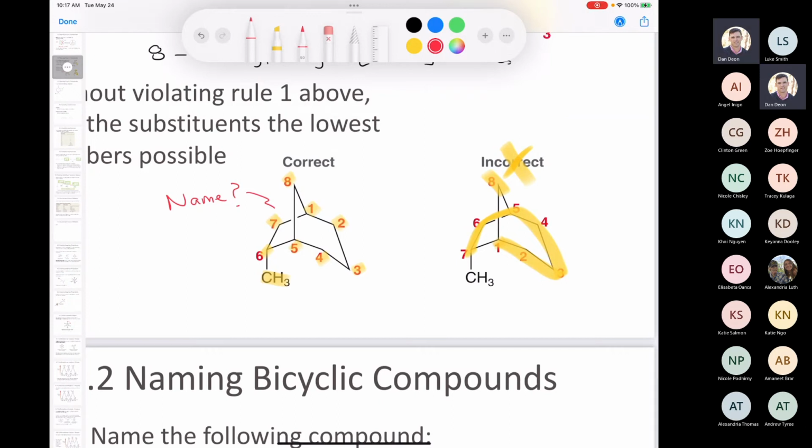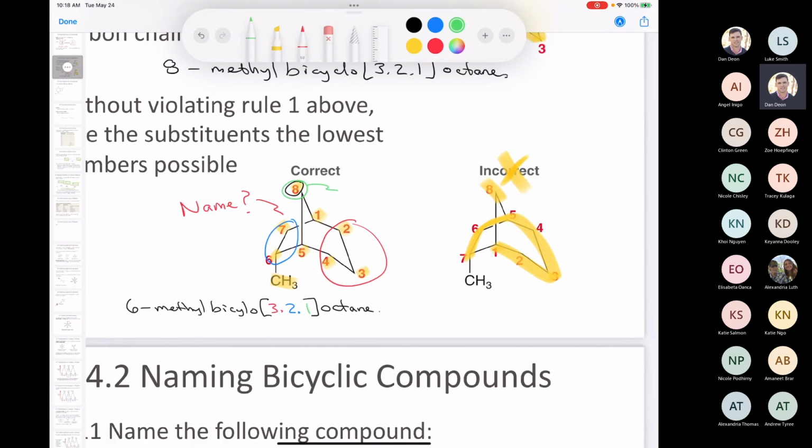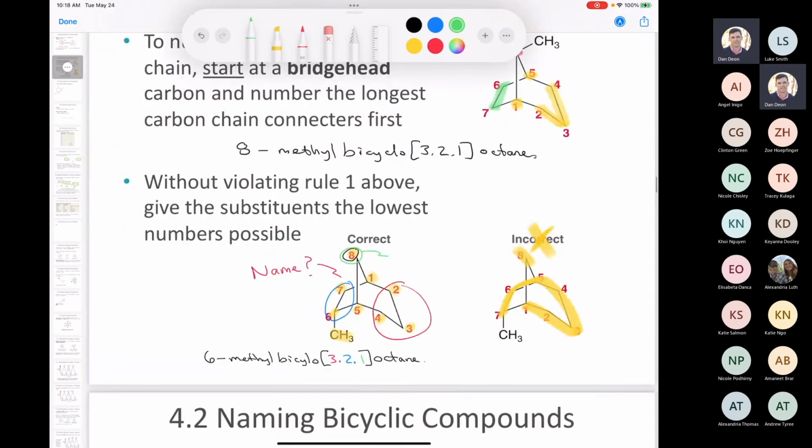And Luke, I like it. I think it's really good. He's got a 6-methyl. And then he's got bicyclo, open bracket, close bracket. There's a total of 8 carbons in the bicyclic system, so it's some kind of bicyclooctane. And then he looked at the sizes of the bridges. This bridge has 3 carbons in it. This bridge has 2 carbons in it. And this last bridge only has 1 carbon in it. And there you have it. So 6-methyl bicyclo[3.2.1]octane. That's it. That's how you name a bicyclic compound.